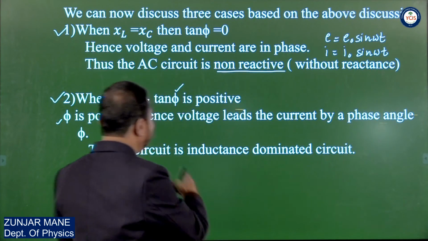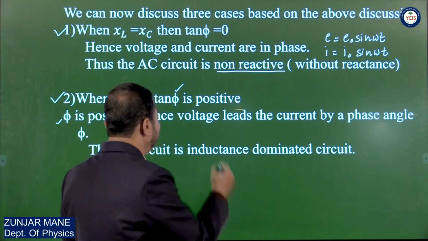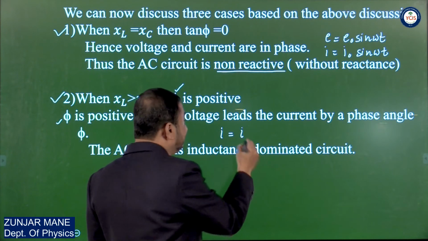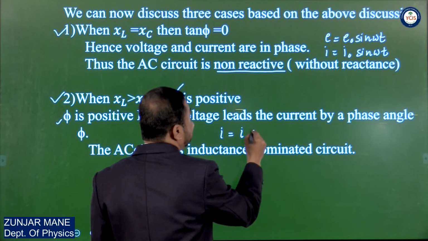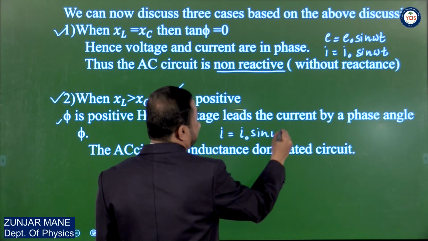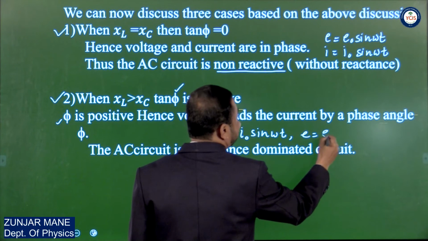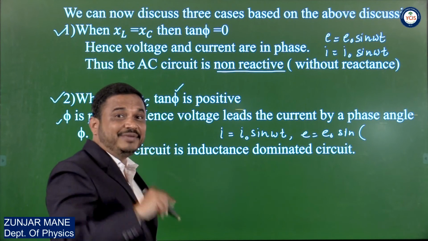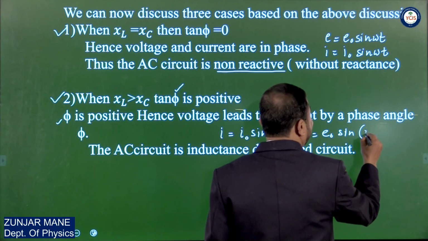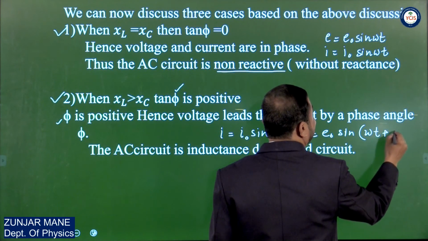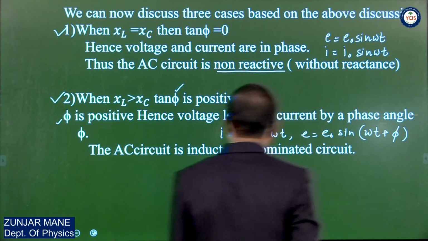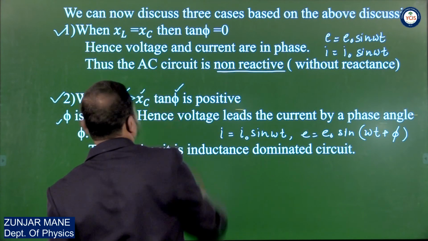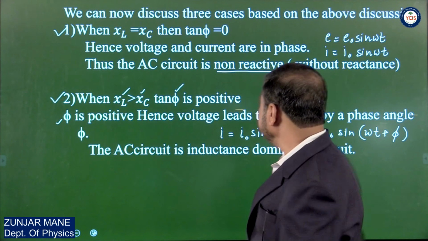Similarly here, if the inductance is dominant, then E is given by an equation. So I is a constant phase along the positive x direction, then I is equal to I0 sin omega t, but E is equal to E0 sin. If the circuit has a dominant inductance, then phi will be positive, and we have sin(omega t plus phi). So this is the equation when XL is greater than XC. So this is the second condition.